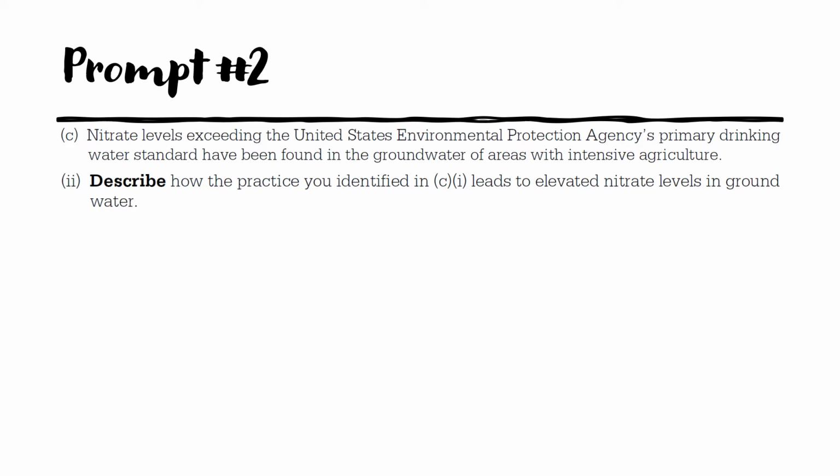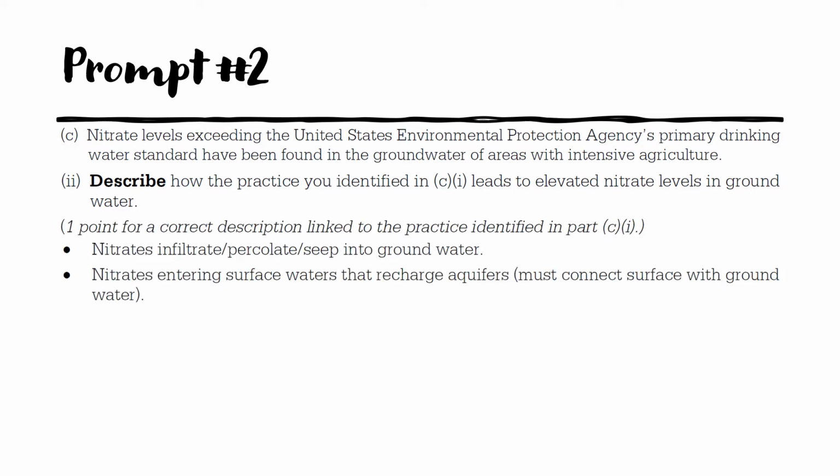This is another question from College Board. Nitrate levels exceeding the United States Environmental Protection Agency's primary drinking water standard have been found in the groundwater of areas with intensive agriculture. Number 2, describe how the practice you identified in C1 leads to elevated nitrate levels in groundwater. Let's take a look at how many points this deserves. Again, this only deserves 1 point, right? So the student can earn a potential of 1 point.